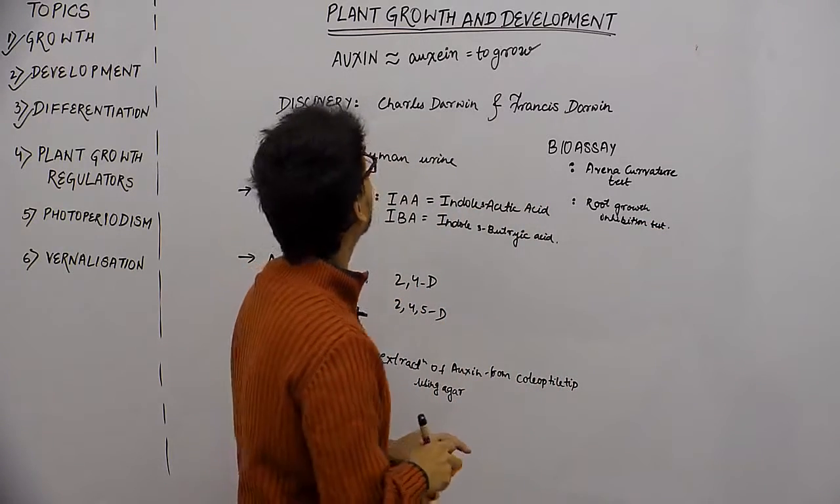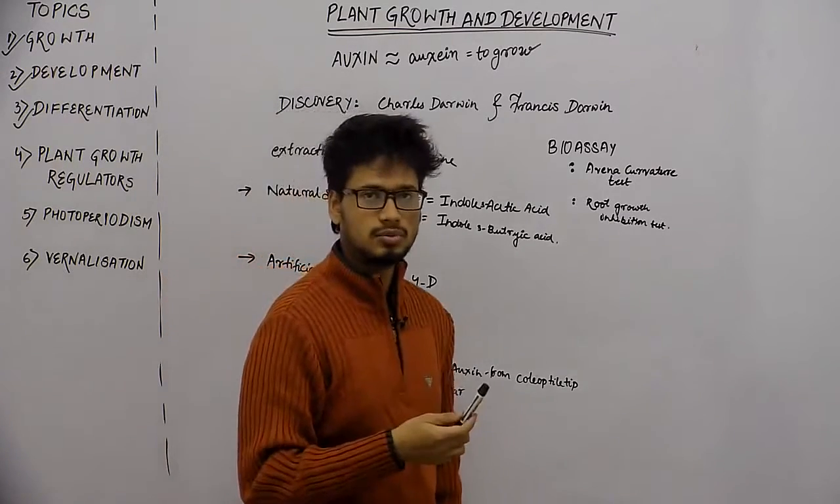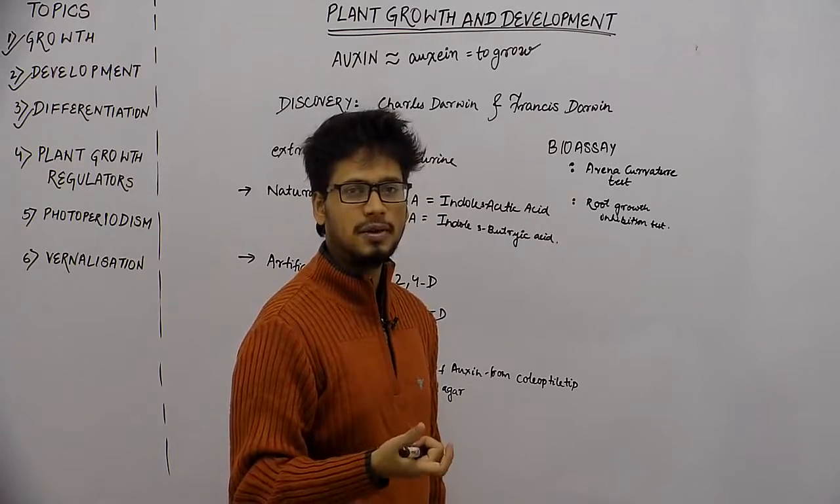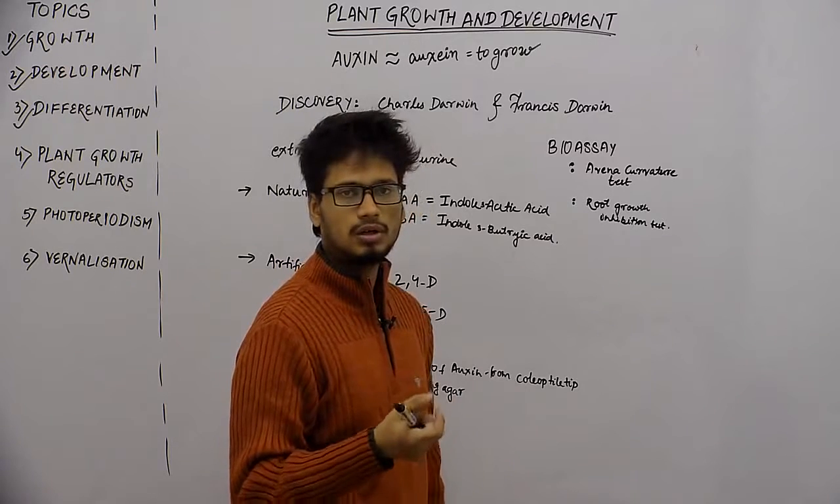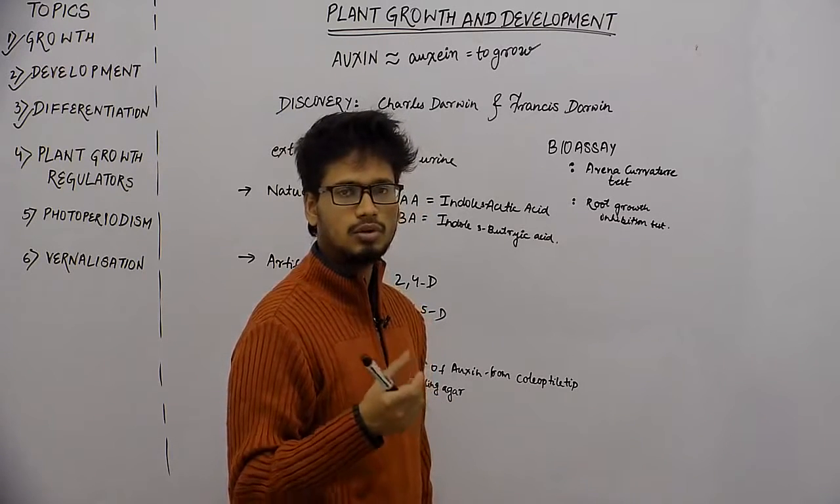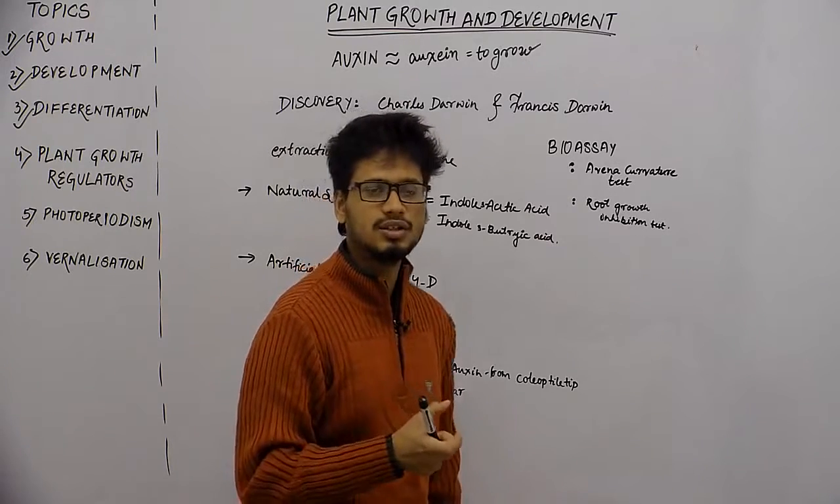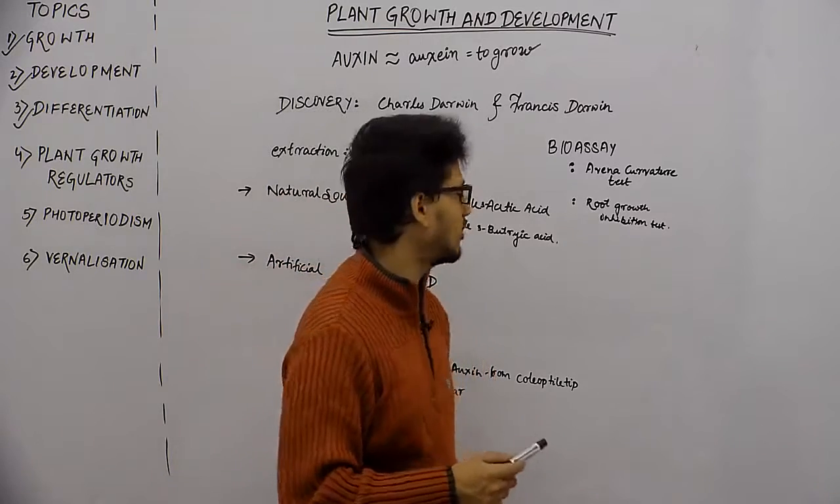Auxin is responsible for the development of roots particularly. So if the quantity of auxin is very low in a rooting medium, the plant will not develop roots properly. So by that method we can deduce how much concentration of auxin is required for the proper growth or development of roots.